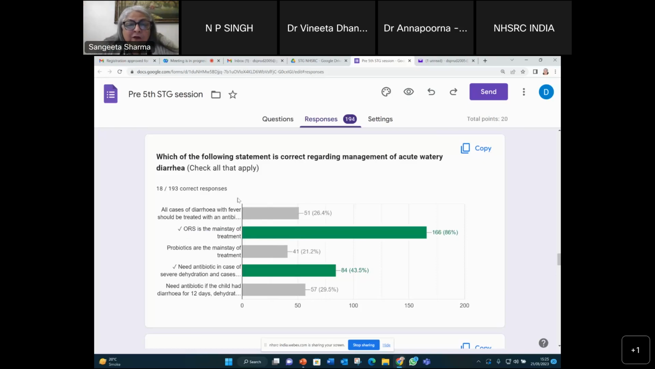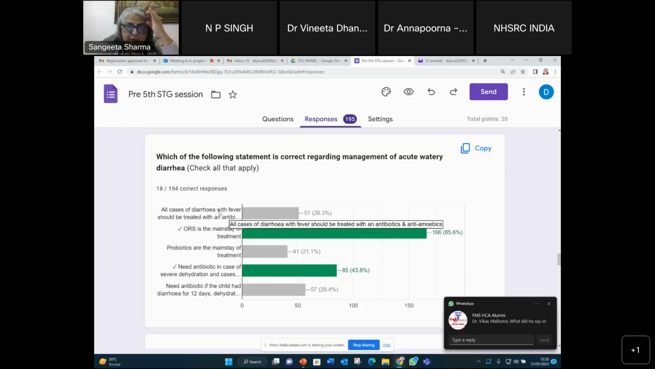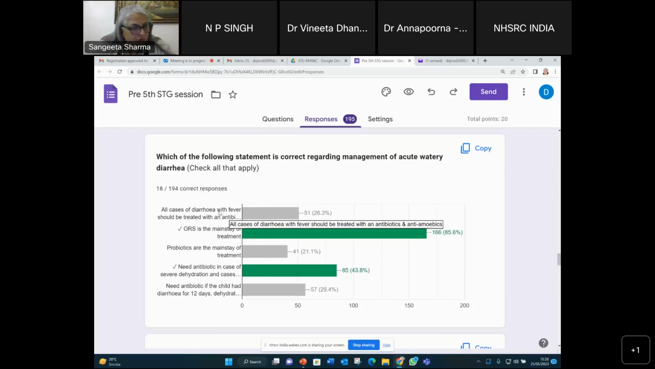But around one fourth of people still feel that any diarrhea with fever should be treated with antibiotic or antiamoebic agents. Fever or not, acute watery diarrhea can be associated with some fever, because it's viral in nature. So fever is not the criterion. And secondly, when do we prescribe antibiotics? When there is a bacillary infection, dysentery. Antibiotics will work against the bacteria, and antiamoebics work against the amoeba, when you are suspecting amoebiasis.